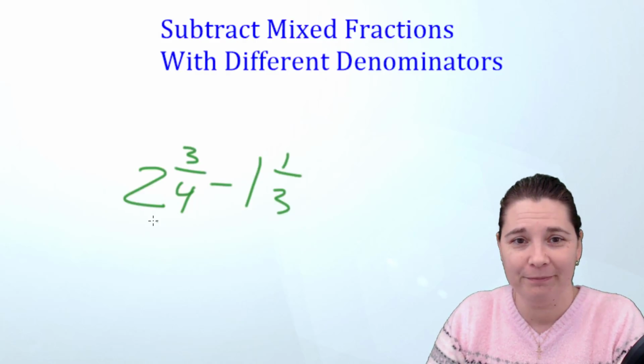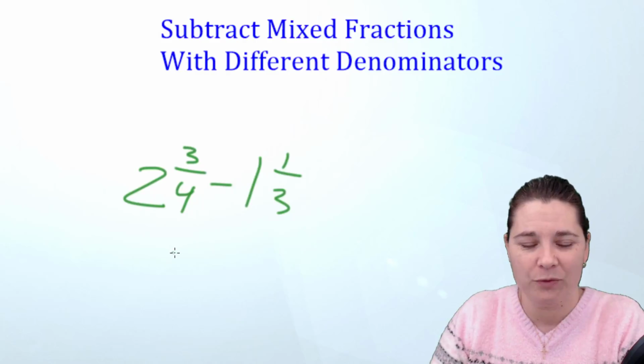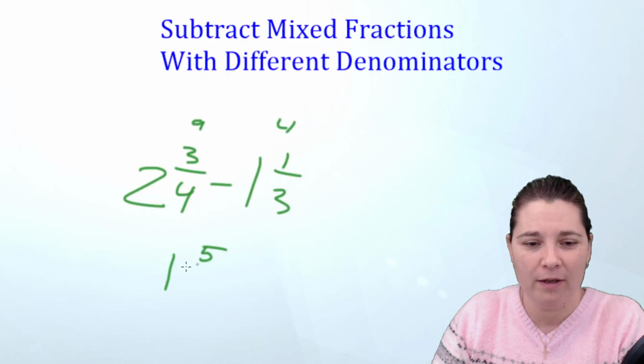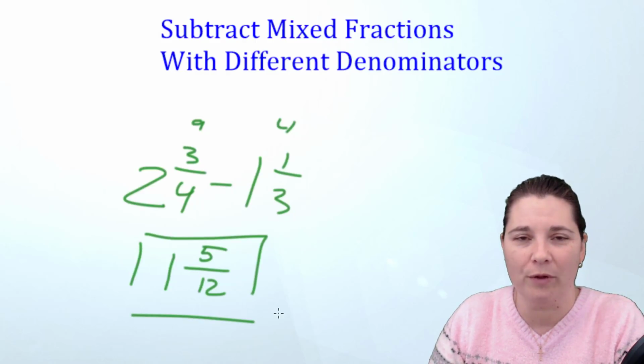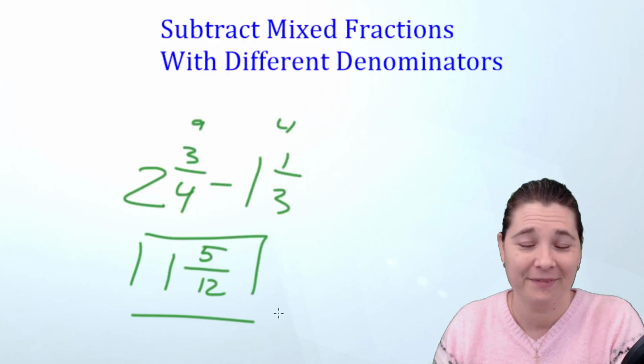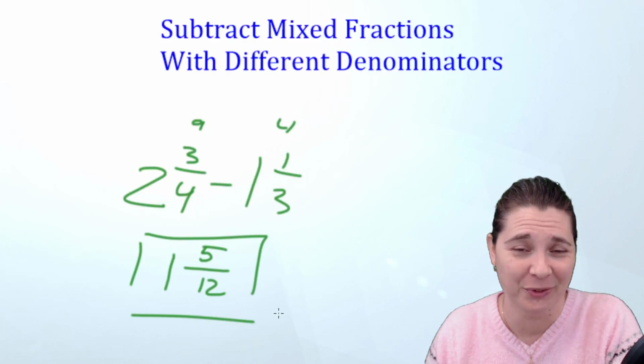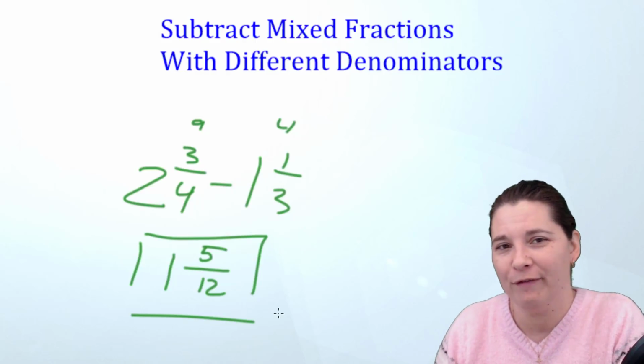Ready? Go! 2 minus 1 is 1. 3 times 3 is 9. 1 times 4 is 4. Subtract those, it's 5. 4 times 3 is 12. And the answer is 1 5/12. Time. Did you beat me? Sweet. Did you get 1 5/12?